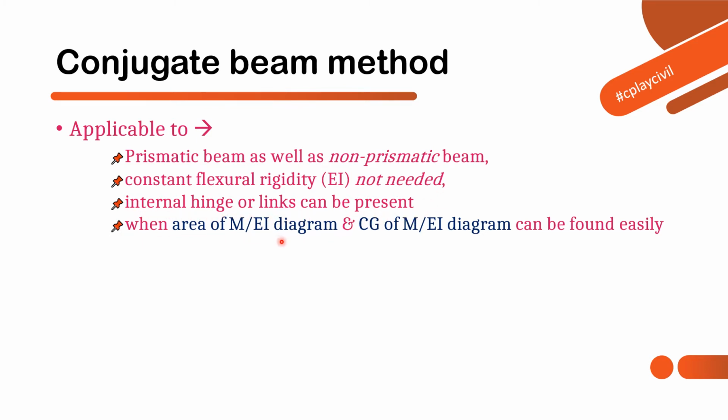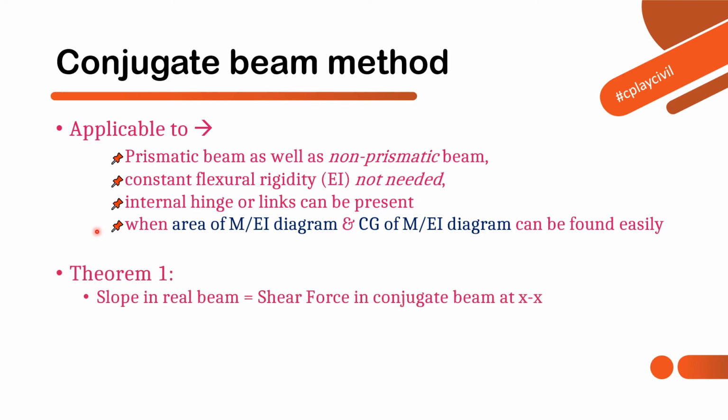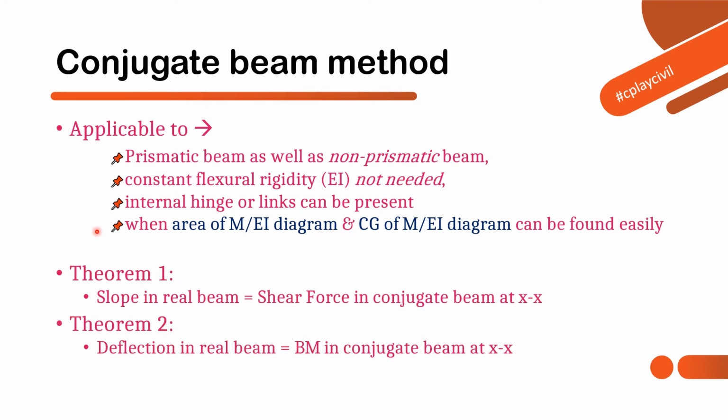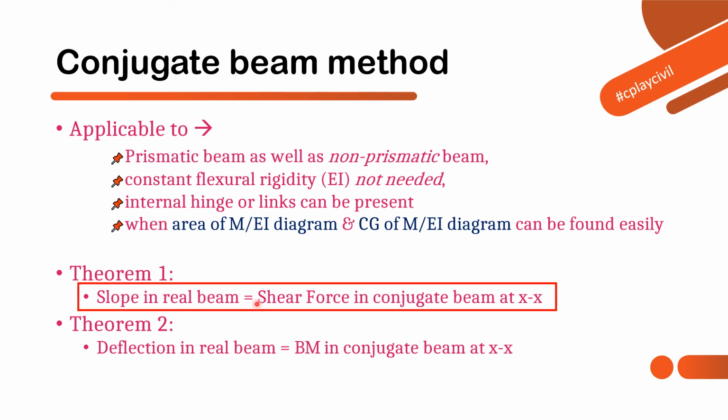And it applies when the area of the M by EI diagram and the CG of the M by EI diagram can be found easily. This is somewhat similar to the previous Mohr's method. Here also we have two theorems. The first theorem deals with the slope, the second theorem deals with the deflection. So the slope in the real beam is nothing but the shear force in the conjugate beam at that section.